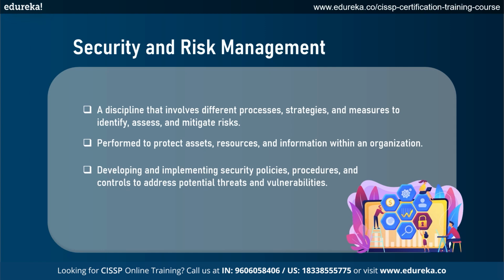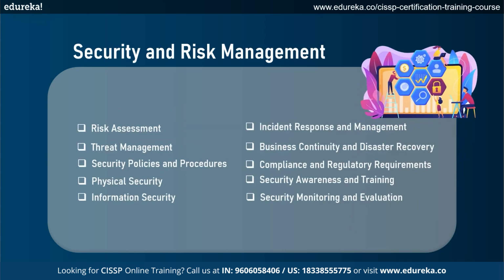Well, there are some key components that are typically included in security and risk management. Starting with risk assessment, this involves identifying and evaluating potential risks and vulnerabilities that could impact the organization's operations, assets, and information. Second is threat management. Here it is more of identifying and understanding potential threats to the organization's security, such as cyber attacks, physical breaches, natural disasters, or internal threats. Next is security policies and procedures. This includes defining access control, data handling guidelines, incident response protocols, and other security related guidelines.